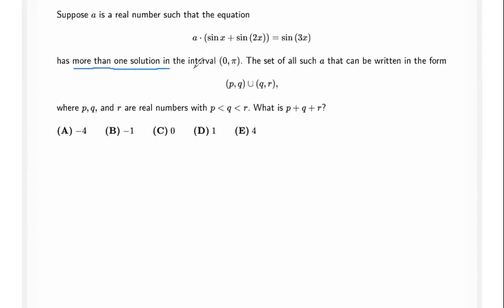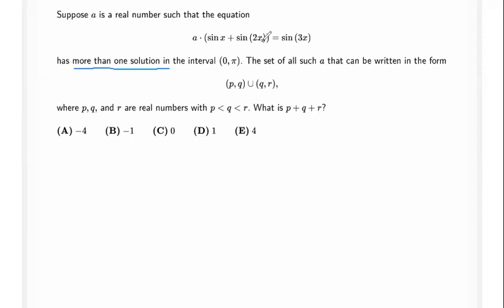one solution in the interval of 0 to pi. And the set of all A can be written in this form, where P, Q, R are real numbers, and P is less than Q, and Q is less than R. And we want to find their sum. Okay, so it looks a bit challenging, especially for number 17 for some people.